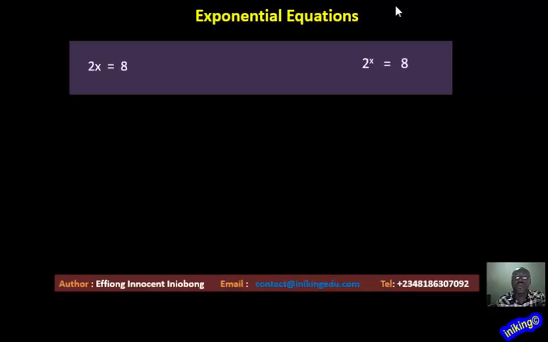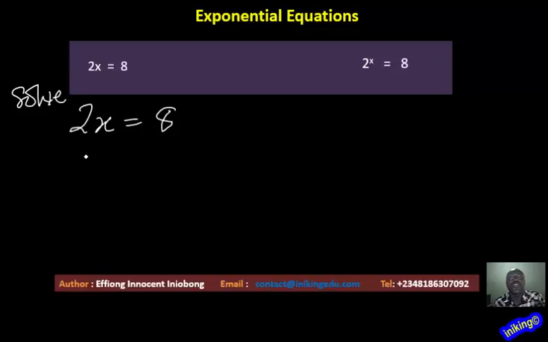Next on indices, we'll look at exponential equations. Now on the screen we have two equations. On the left side, we have 2x equal to 8. If you are asked to solve this equation, this is a simple linear equation. 2x equals 8 simply means 2 times x is 8.